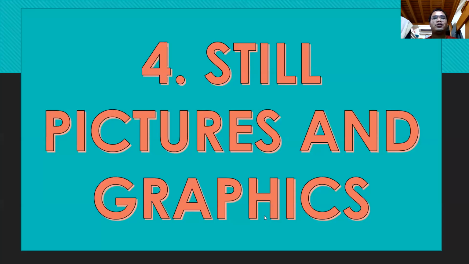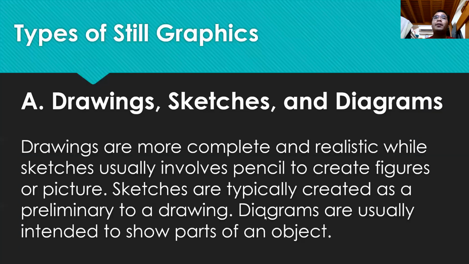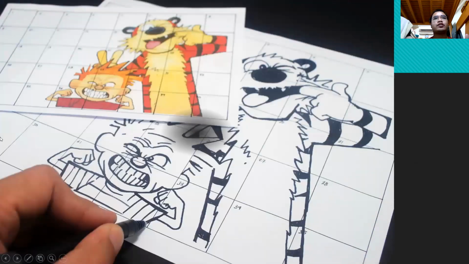We also have still pictures and graphics. Okay. What are still pictures? Well, mayroon tayong tatlong klase. Mayroon tayong tinatawag na drawing, may sketch, at saka may diagram. Anong pagkakaiba ng tatlong ito? Let's look at this. This is an example. Itong nasa taas, yung colored one, that's the drawing. That's the drawing. This one naman, this is a sketch.